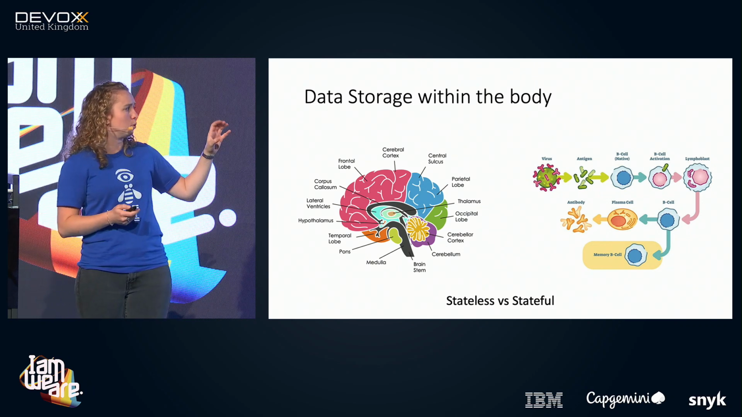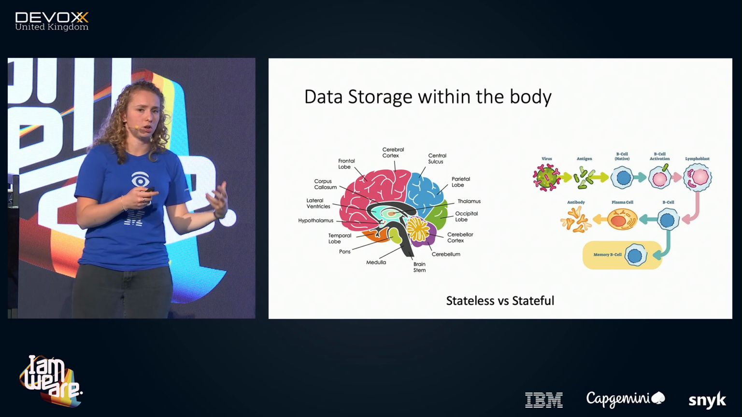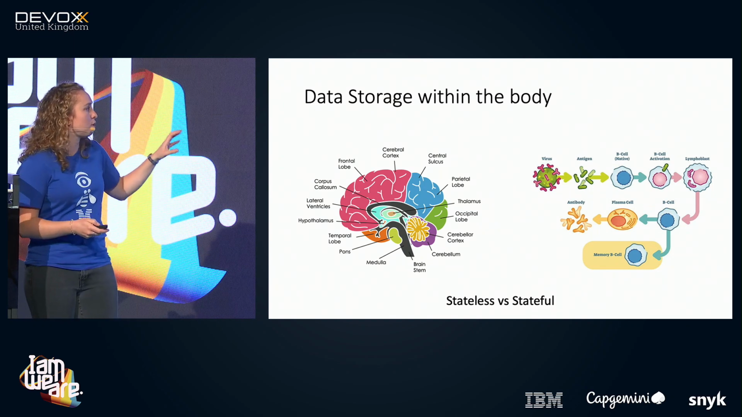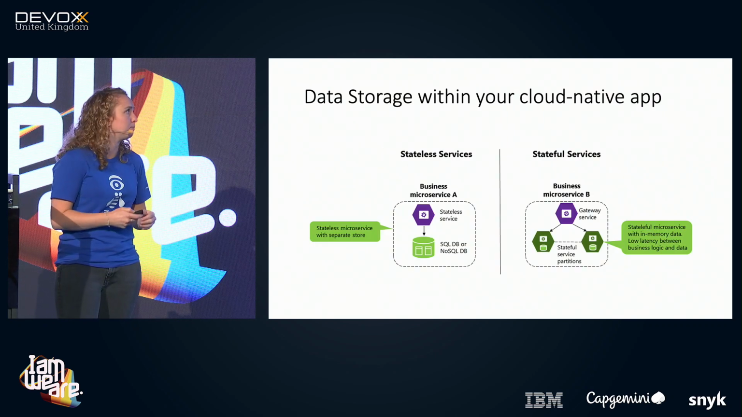So we have a bit of both. We have inbuilt memory in some of our cells that they're able to use to access that information immediately, but we also have our information stored in this central repository.